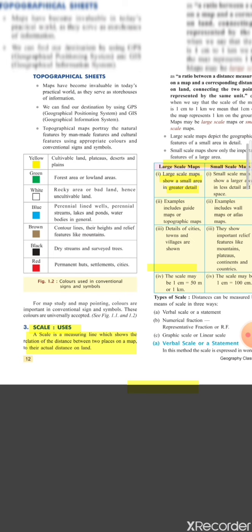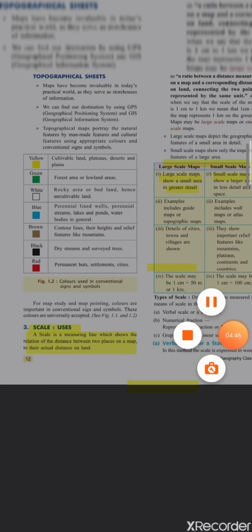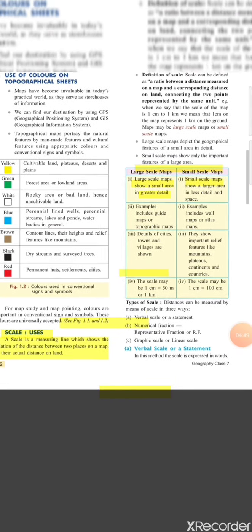Small scale maps show a larger area in less detail. Examples: guide maps and topographical maps are examples of large scale maps, and atlas maps or wall maps are examples of small scale maps. Another example, details of cities, towns, places are shown by large scale maps; mountains, plateaus and all the physical features are shown by small scale maps.